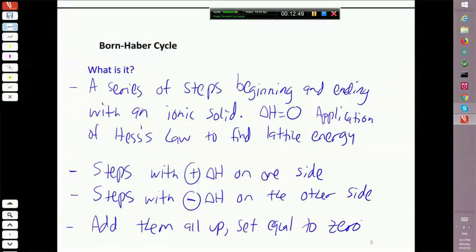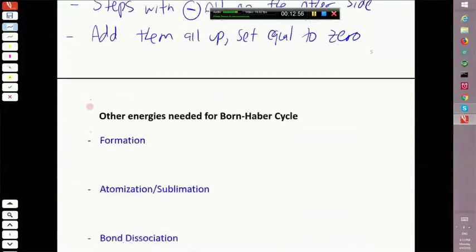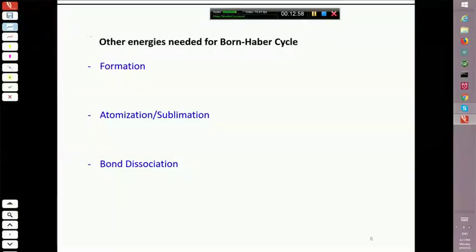By understanding the method, you should be able to apply it to any situation. And I think it's another one of those things: the more you practice it, the less daunting it seems. All right, so here's what we're going to go through now. But before we set up a Born-Haber cycle, there's some other energies that are needed. So we reviewed ionization energy and electron affinity. Those are 2 of the steps that are going to occur in our Born-Haber cycle. Then there's some other ones as well that we need to either review or talk about.